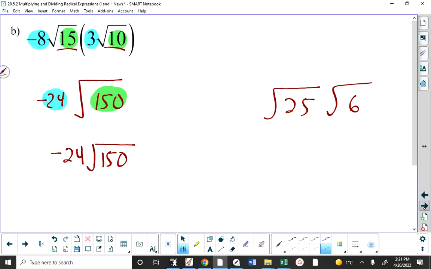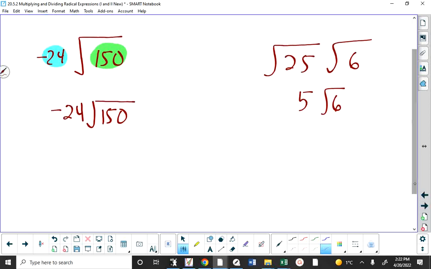So root 150 is root 25 times root 6, which is 5 root 6. So Sasha is right. We have to always simplify. And you're going to see this a lot more tomorrow. Well, let me finish the question. Negative 24 root 150, times 5 root 6. The root 150 is 5 root 6.